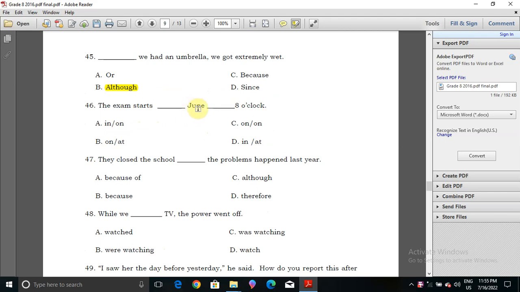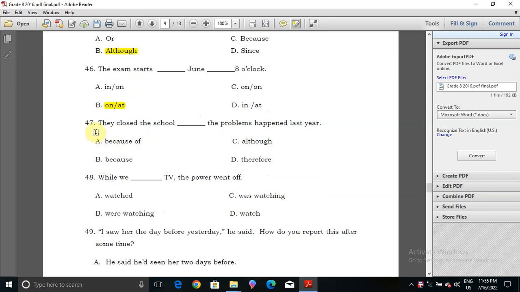Okay, now in question number 46, the exam starts dash June dash 8 o'clock. Now here we have a month, a name of a month, and we have the time. For the month we are going to use on, and for the time we are using at. So the exam starts on June at 8 o'clock. So the correct answer for question number 46 will be choice B, which is on and at.